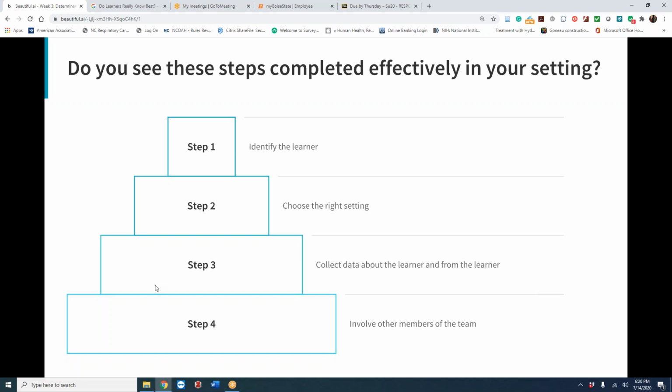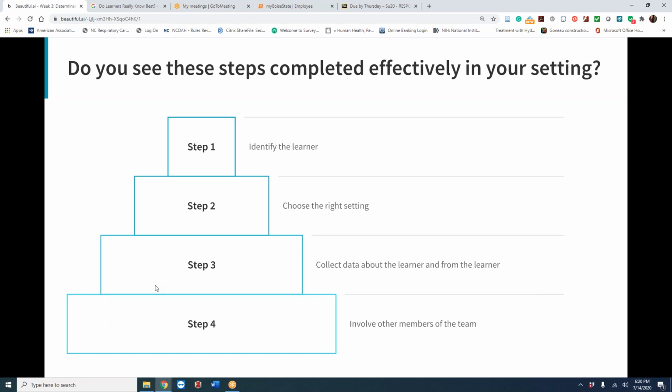So step one, you're identifying the learner in your process. So whatever your learner is in your project, you have to identify that, because you're going to have to choose what setting to go into. How are you going to present this? What are you going to do? You're going to have to collect data from that learner. You're going to have to find out what they need to learn, and that might be a survey or something along those lines. But I'm going to give you some other examples of how you can achieve that.